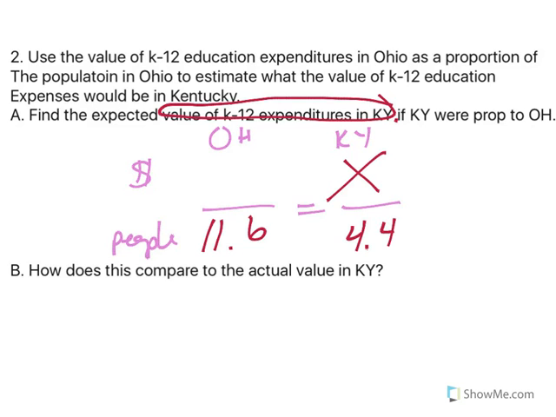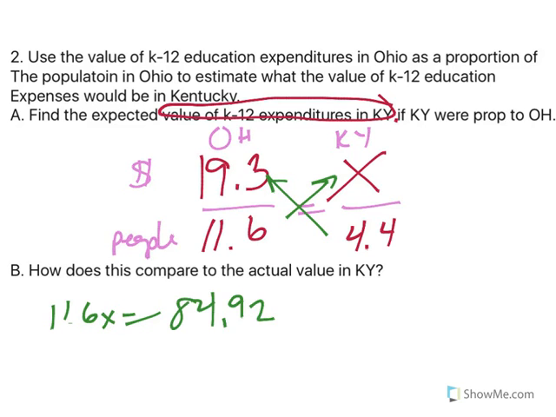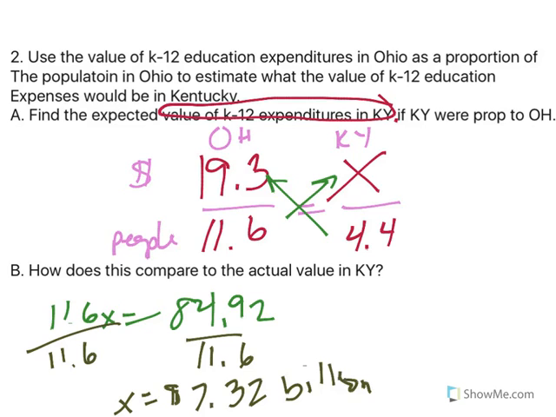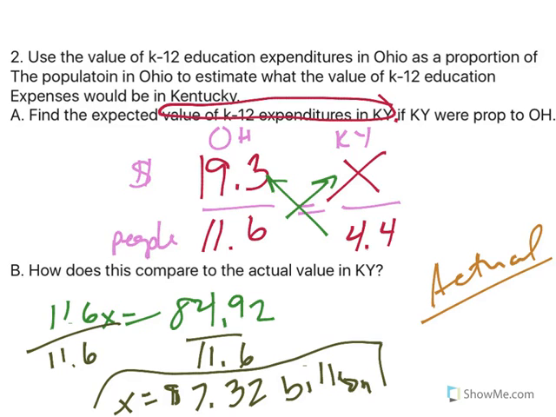A lot of people in Ohio. And Ohio spent roughly $19.3 billion on education. All right, so let's go ahead and cross multiply. 11.6x equals, we go the other way, 84.92. Divide both sides by 11.6. And if Kentucky spent like Ohio, they should have spent $7.3 billion on K through 12 education. Well, how does this compare to the actual? Well, the actual was, let me find it in Kentucky, $6.4 billion.